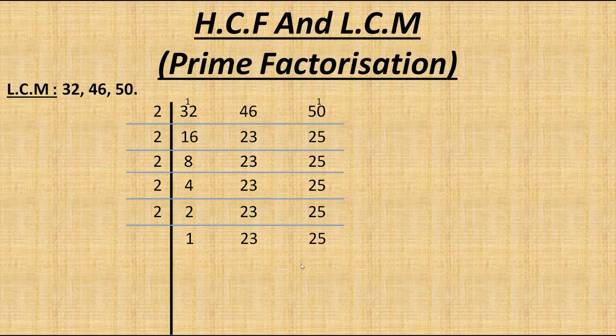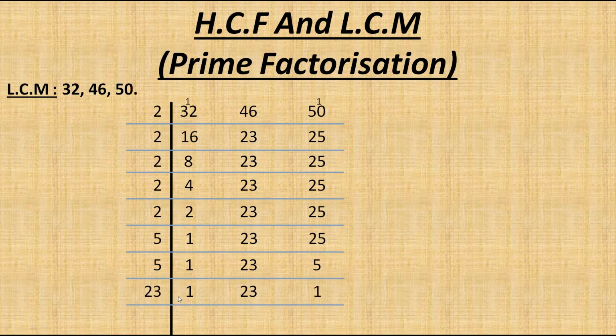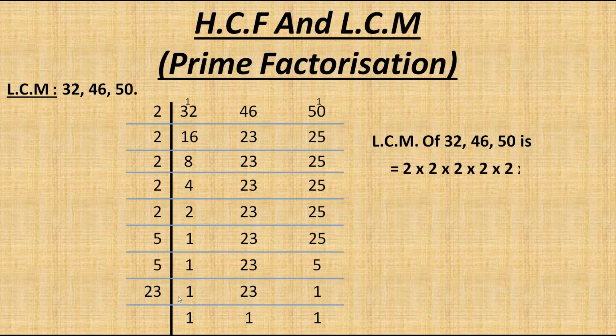So we will take 5. 23 will remain as it is. 5 5s are 25. Again 5 1s are 5. Now we have 23, which is a prime number itself. So 23 1s are 23. Okay. So the LCM of 32, 46 and 50 is this much. Okay. So when we multiply all these numbers, we will get the answer as 18,400.